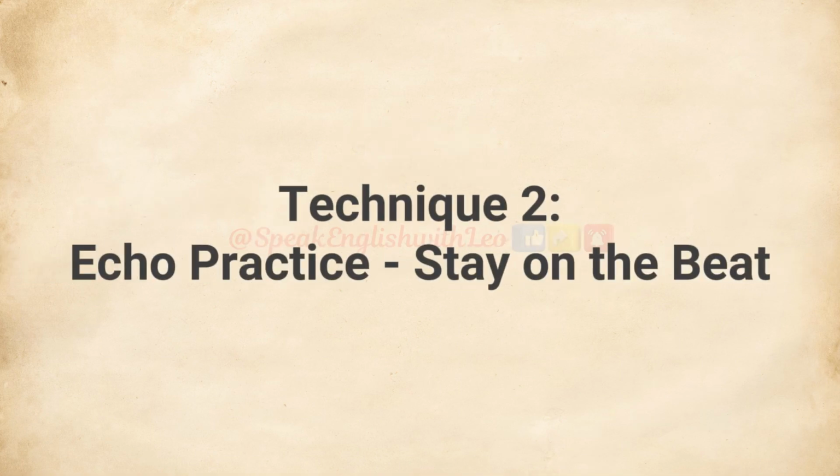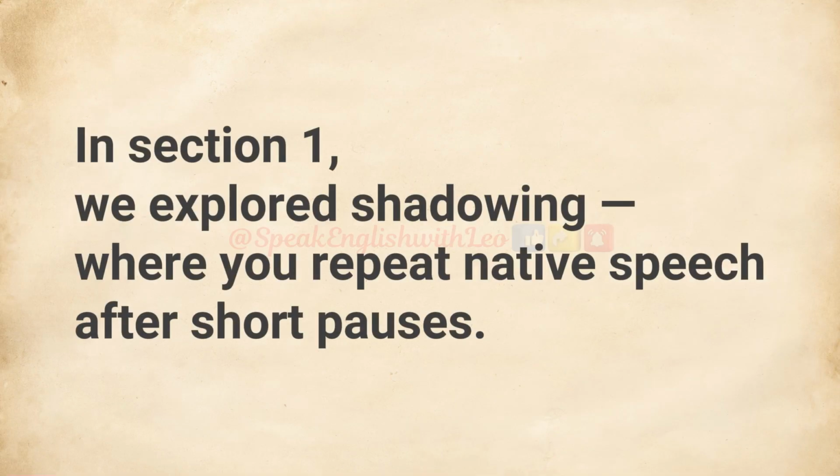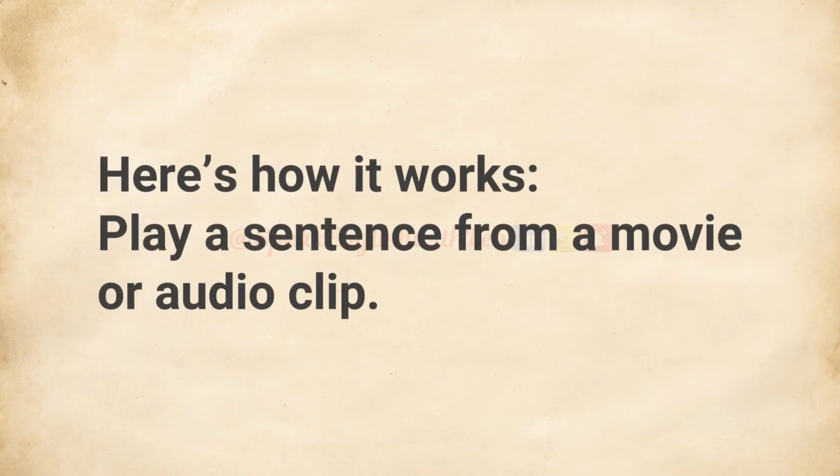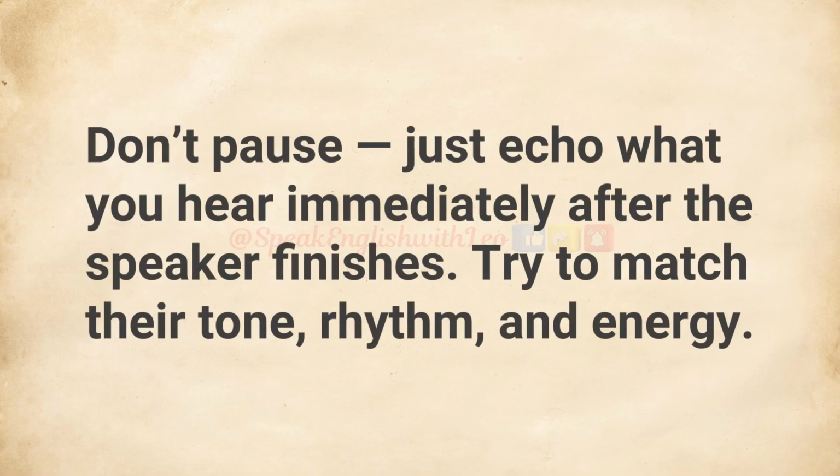Technique number 2, echo practice. Stay on the beat. In section 1, we explored shadowing, where you repeat native speech after short pauses. Now, let's level up with a variation. Echo repetition. Here's how it works. Play a sentence from a movie or audio clip. Don't pause. Just echo what you hear immediately after the speaker finishes. Try to match their tone, rhythm, and energy.